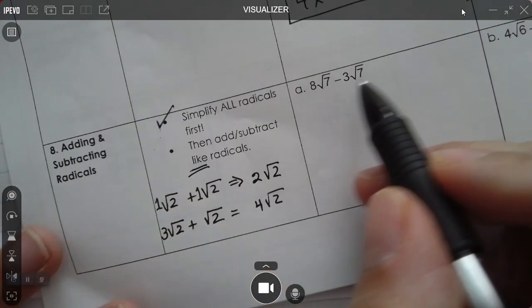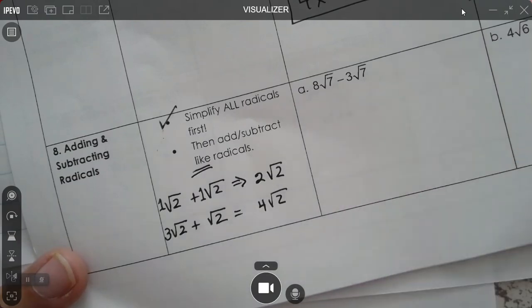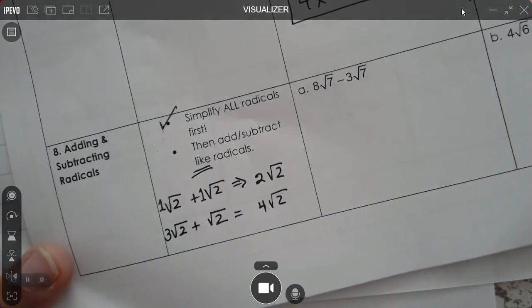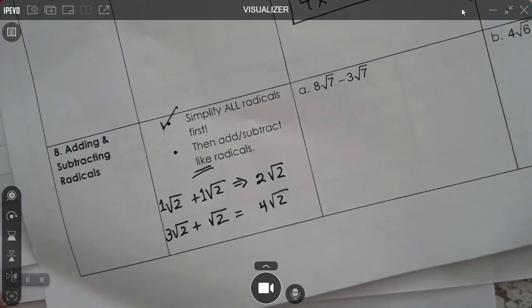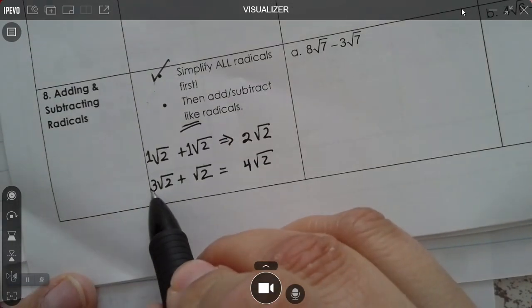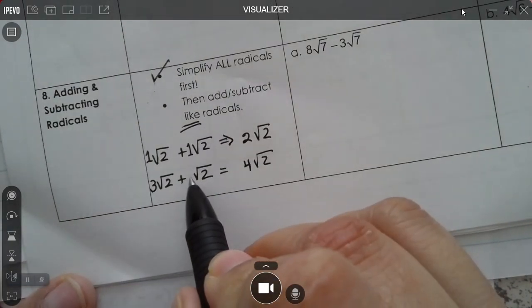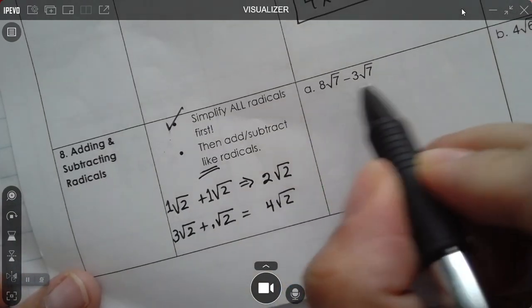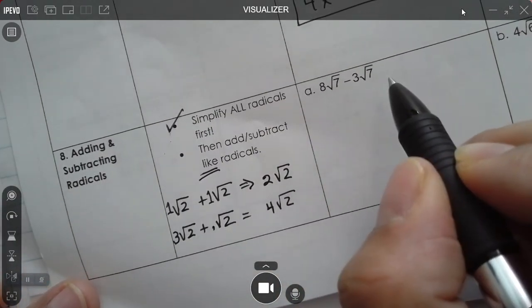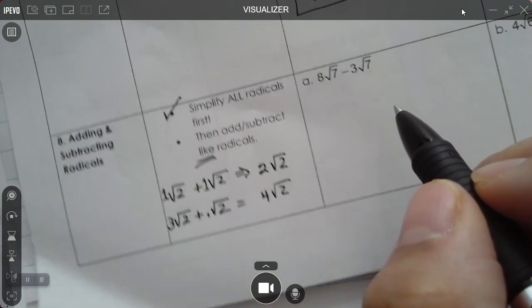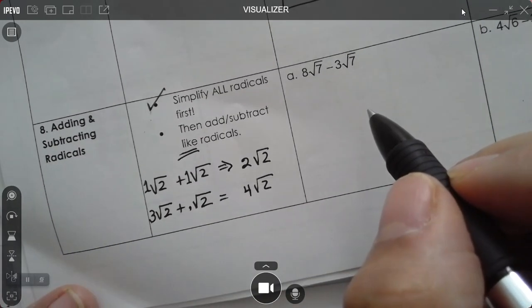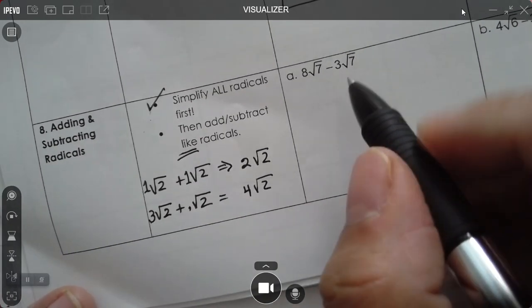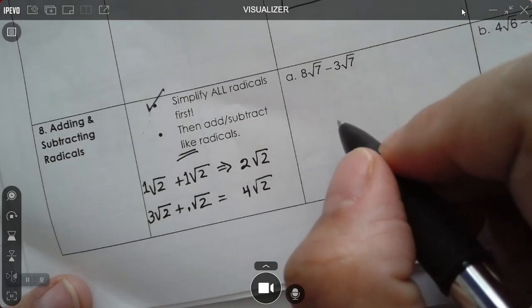All right, are these like terms? Yes or no? This is a 3 and this is a 1. All right, are these like terms? Why are they like terms? Why are they like terms?